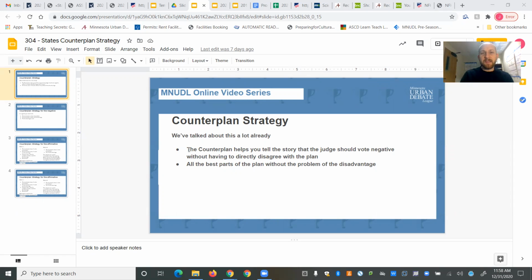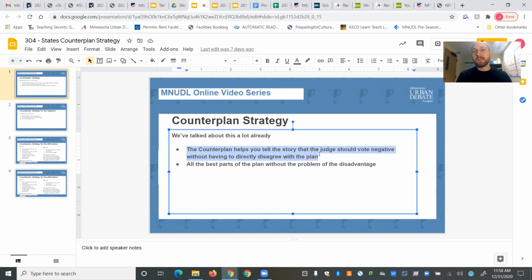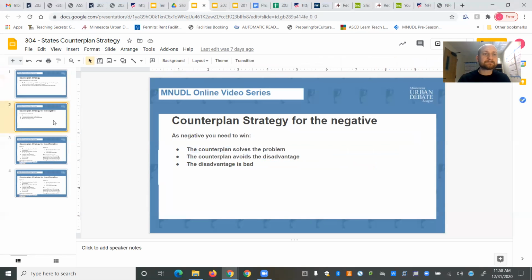So again, the counterplan helps tell the story to the judge of why they should vote negative, but you don't have to directly disagree with the plan. You can say the plan has some good components, but we want to change this one thing to do it differently to set up the tension, the distinction between these two things. So we can do the counterplan instead of doing the plan. And as the negative, you want to say that you can do all the best parts of the plan without the problem of the disadvantage.